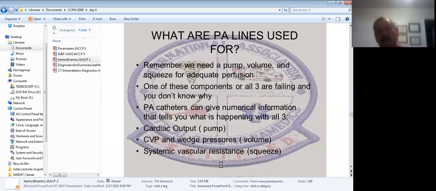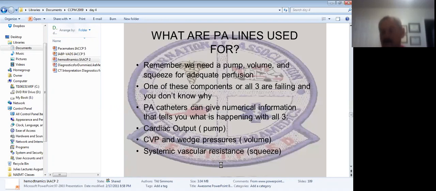So what in the world are pulmonary artery lines used for? The basic idea is that with pulmonary artery catheters, you're able in real time to look at 3 different components all together. You're able to look at cardiac output, the pump; CVP and wedge pressure, which measure volume and effective volume; and systemic vascular resistance, or squeeze.